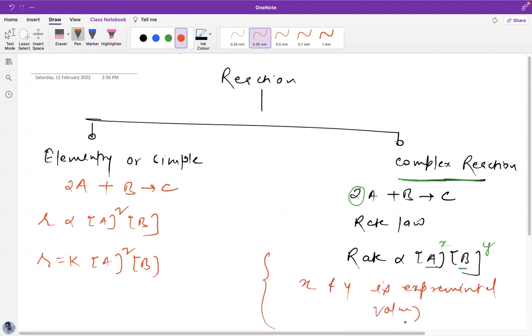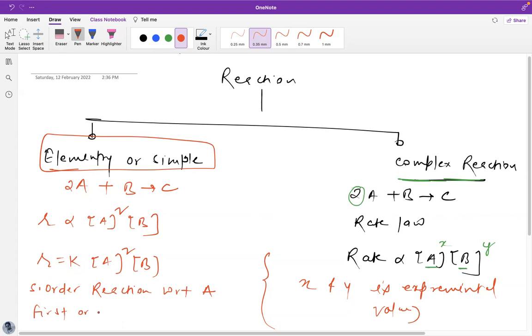And we can tell you about this. So for an elementary reaction, what does it mean when we have A to the power 2? We can say it is a second order reaction with respect to A. And if you look at B, we can say it is a first order reaction with respect to B. And if I am saying overall reaction, then overall will be 1 plus 2, which means 3. So it is third order overall for an elementary reaction.